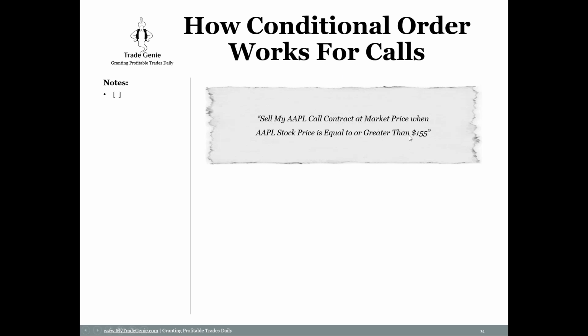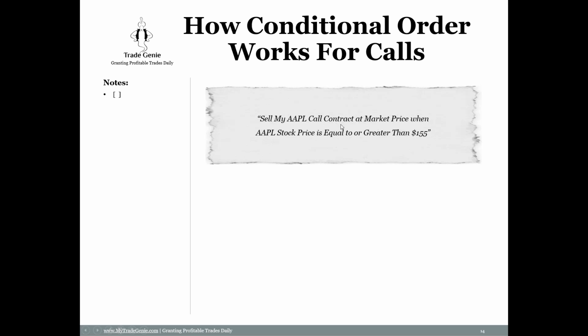So equal to or greater. For calls, it is equal to or greater. For puts, it is equal to or less than. So if you are trading puts on Apple at the target, you will set the conditional order based on equal to or less than. I use TradeStation and also Interactive Brokers. I'm sure the other platforms also have the same condition, so just find it or call your broker. Equal to or greater, or equal to or less than.